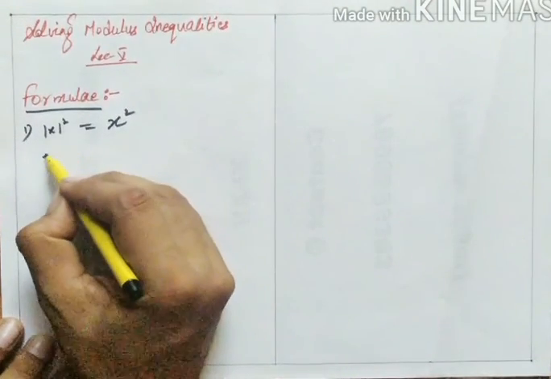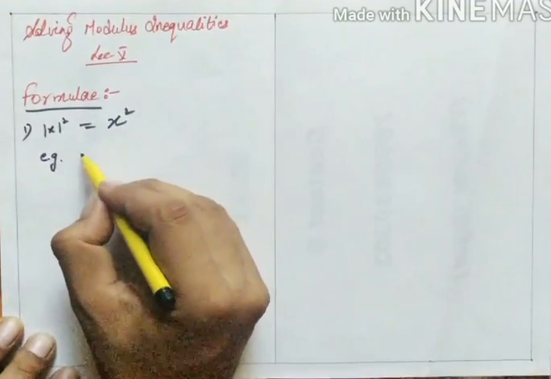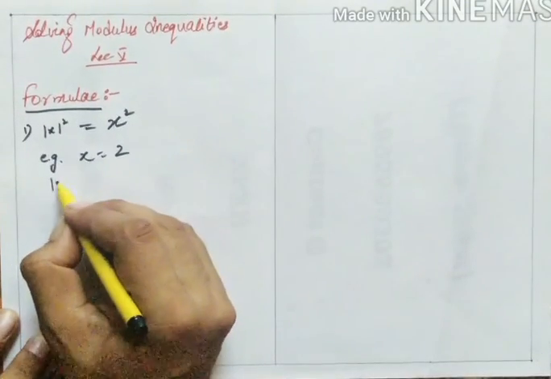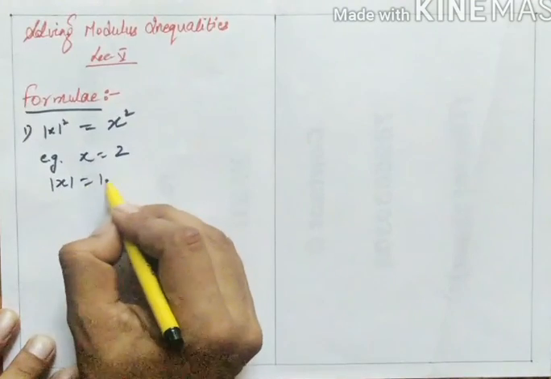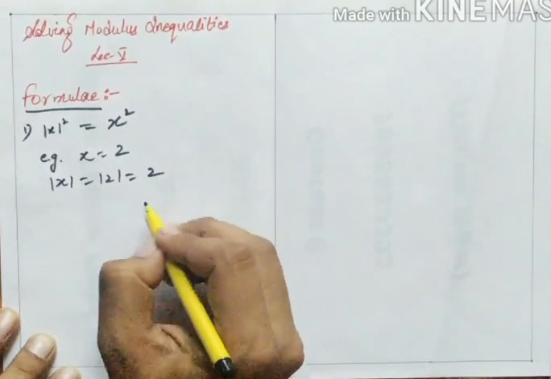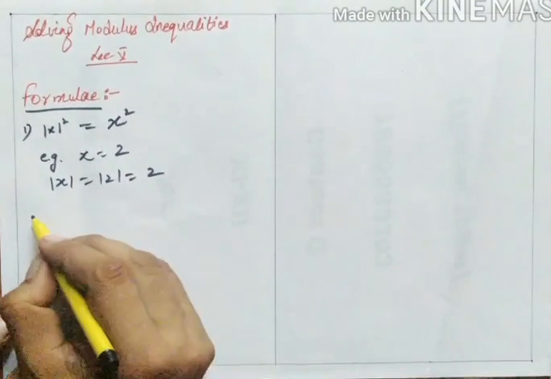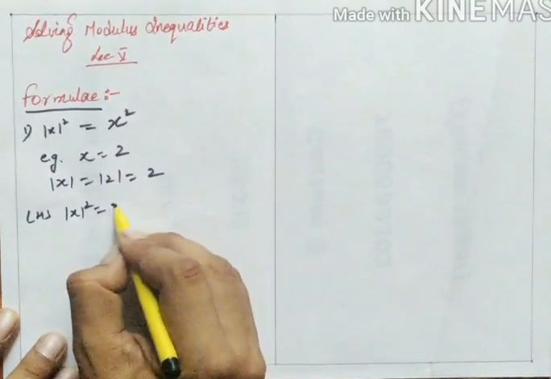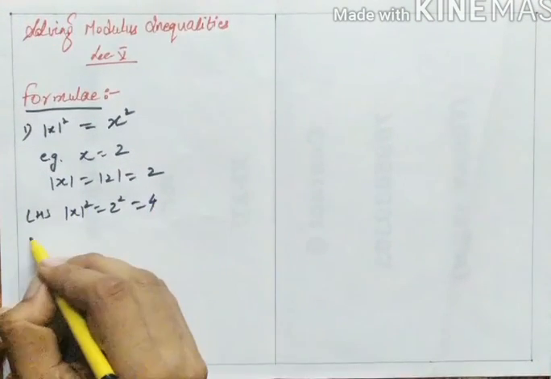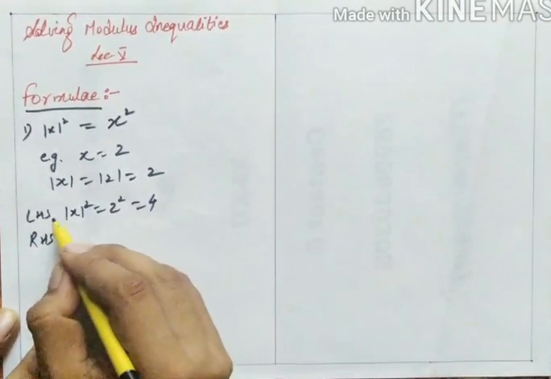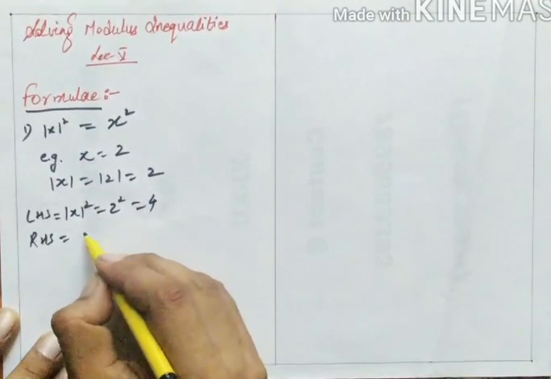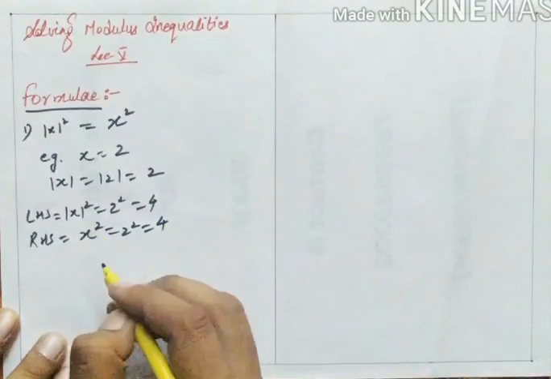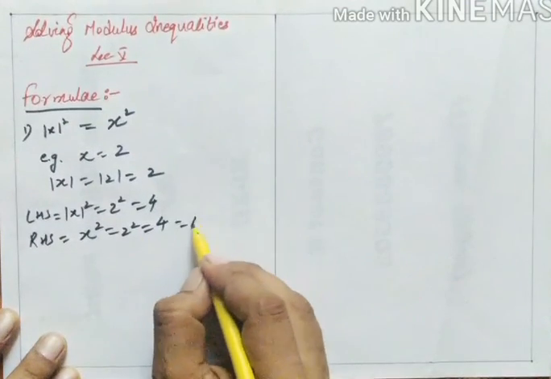For example, let's take an example over here. Suppose x is equal to 2. So if we take mod of x, that will become mod of 2. That is simply 2. Now let us put in the LHS. LHS is mod of x square. That is 2 square. That is 4. And RHS. RHS is x square. That is 2 square. That is 4. You can see over here, this is equal to LHS.